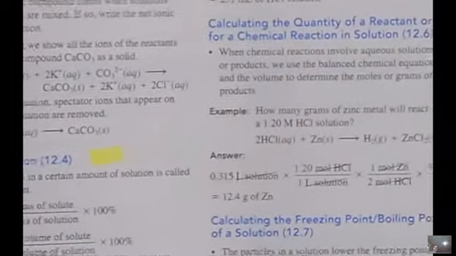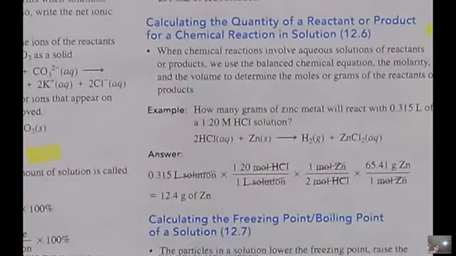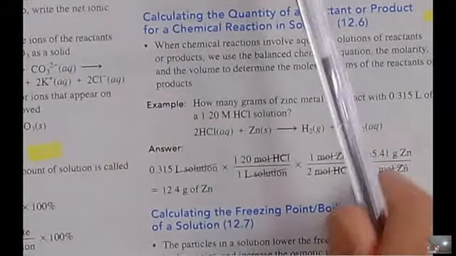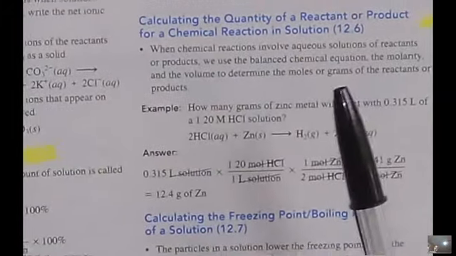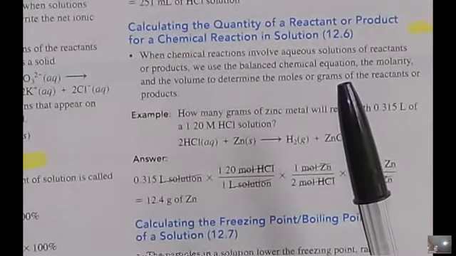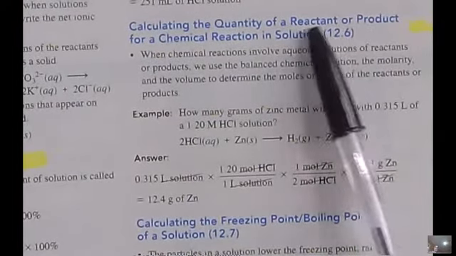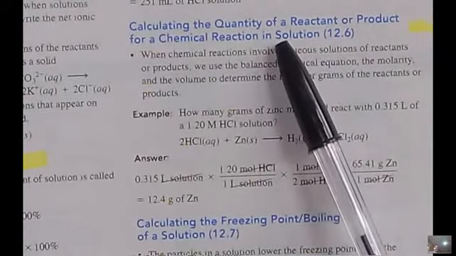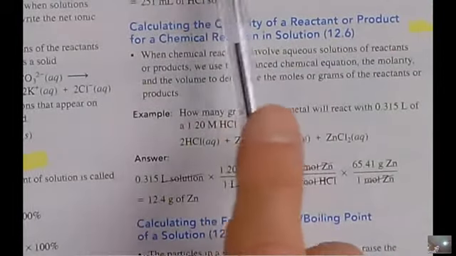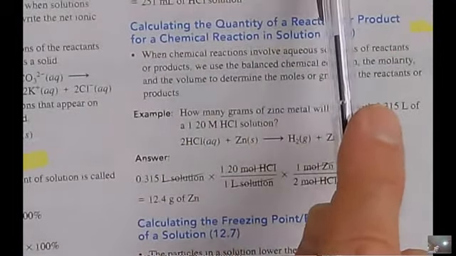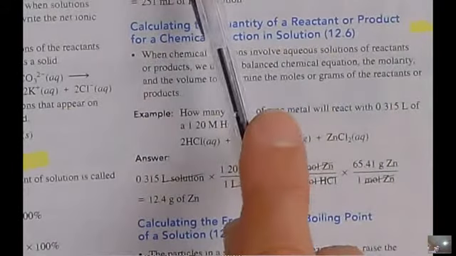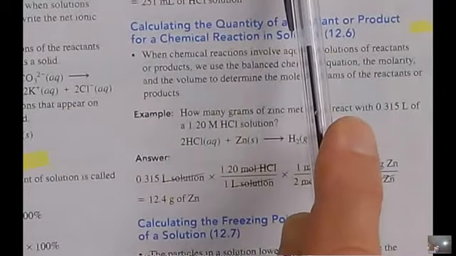Let me show you how those work. So this section is called using concentration as a conversion factor, right? For a reactant or product in a chemical reaction, when we need to calculate the amount of solute or solvent, we can use the concentration as a conversion factor.